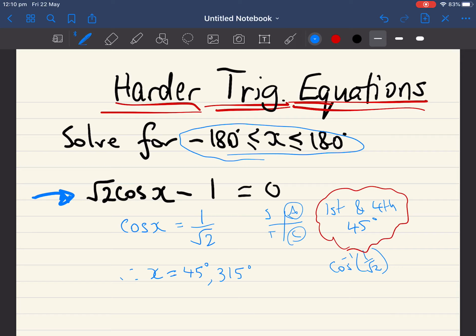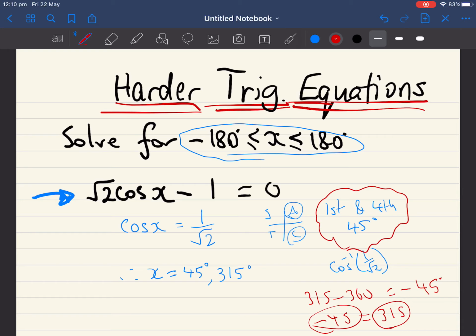They're your two solutions, and they are proper solutions. They work for this trig equation. The issue is one of those solutions is outside our domain of minus 180 right up to positive 180. It's the 315. So what are we going to do? Well, we're going to rewrite 315 degrees. 315 degrees is exactly the same angle as 315 minus 360, and that's minus 45 degrees. Minus 45 degrees is exactly the same as 315 degrees.